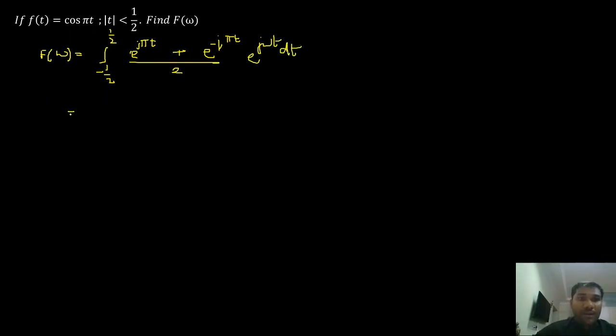Now I will integrate this, separate and integrate. 1 by 2 integral minus half to half of e power minus j omega plus pi, or omega minus pi. I should have omega minus pi.